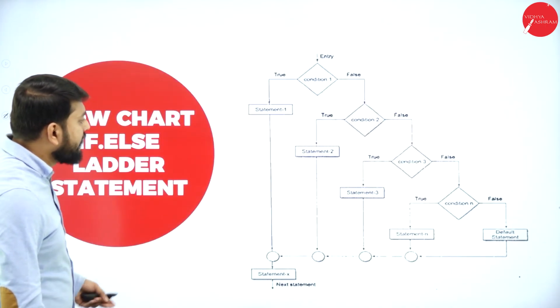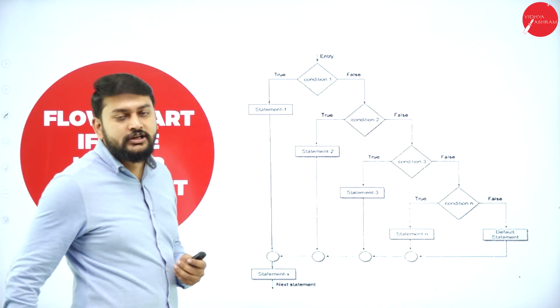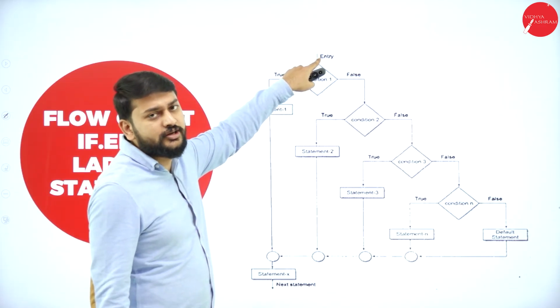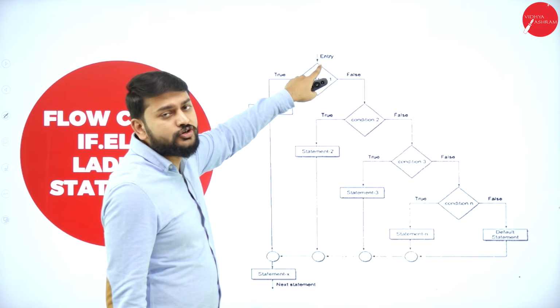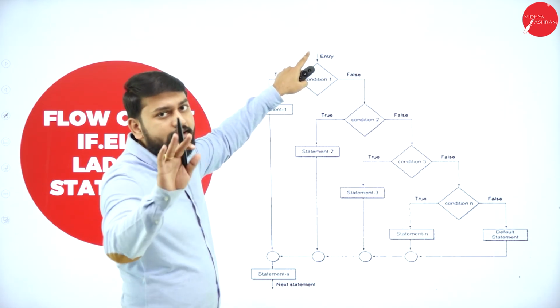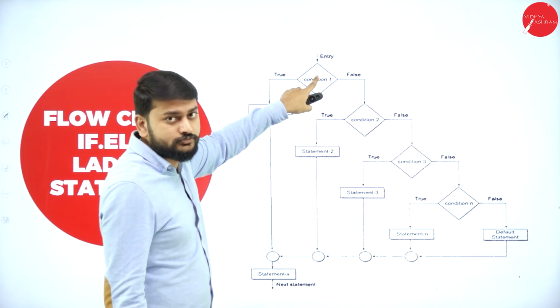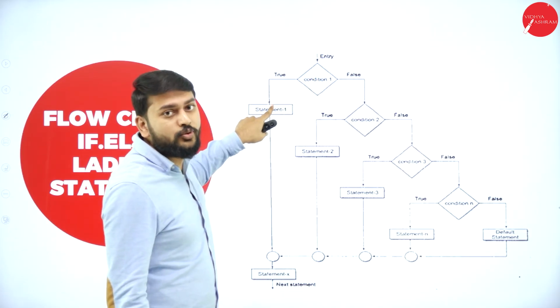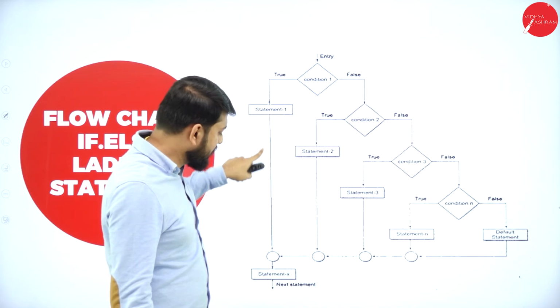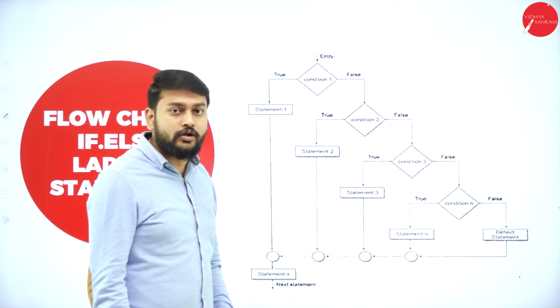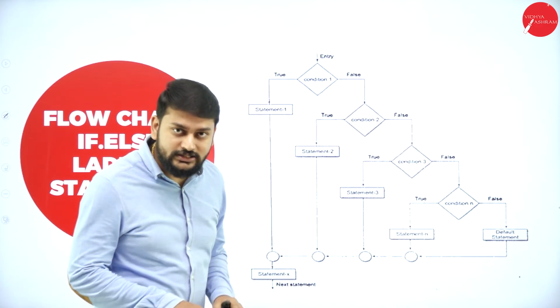So fine, I have the flow chart for this ladder if. Let's understand this. First I'm checking the first condition: day is equal to Monday. Just imagine that. If this condition is true, the print statement will be executed. Then directly it will come to the next statement. It will come out of the entire if block. It will not touch anything else.